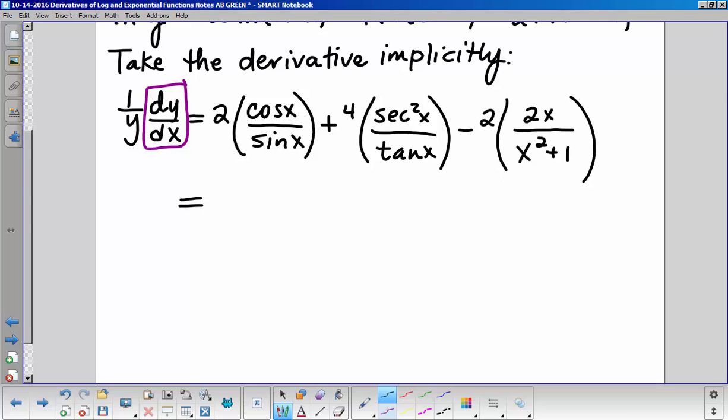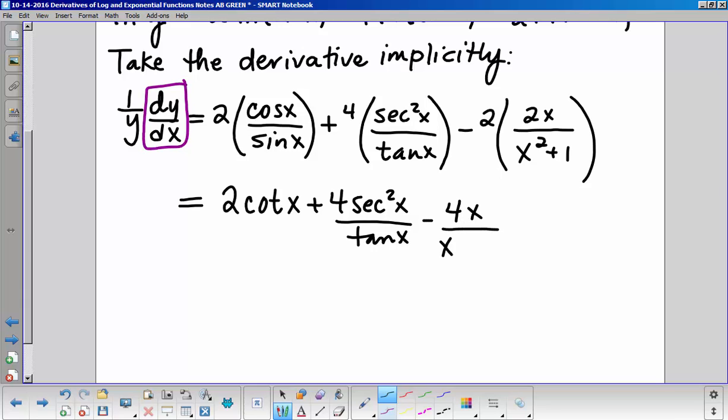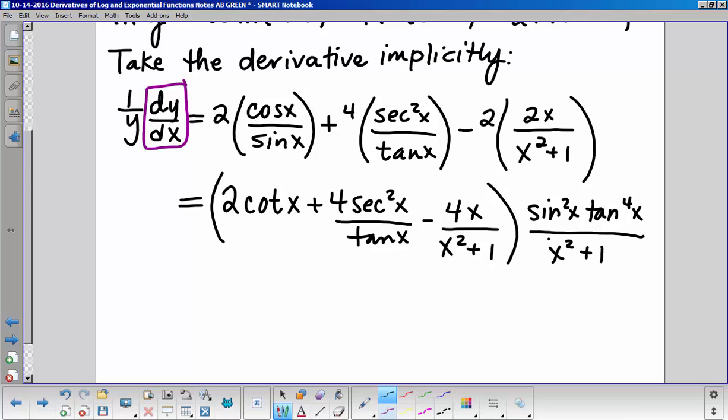So this is going to be, what is cosine x over sine x? Cotangent. So this is 2 cotangent of x. And I think I'd leave this 4 secant squared x over tan x minus 4x over x squared plus 1 times y. Good thing to know. But what is y? A really nice number. Sine squared x, tan to the 4th x over x squared plus 1 squared. There we go. There's dy/dx.